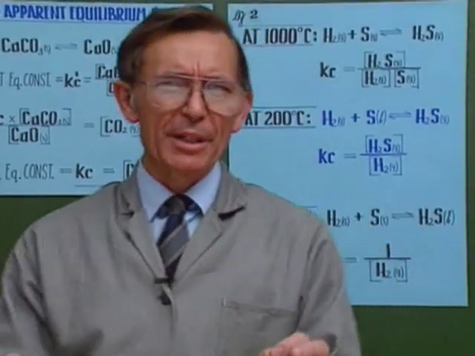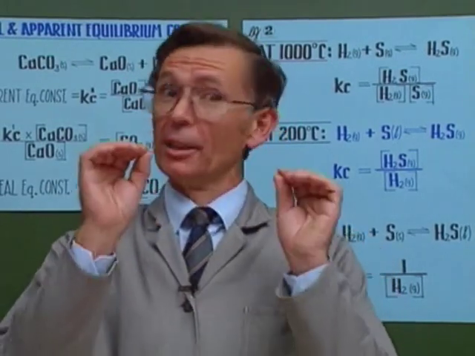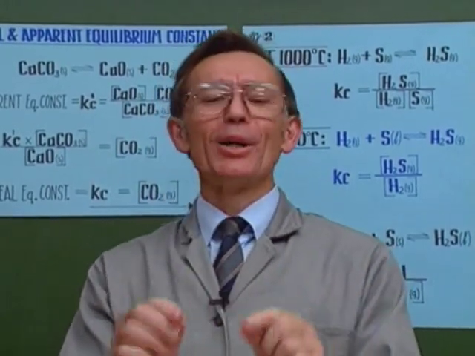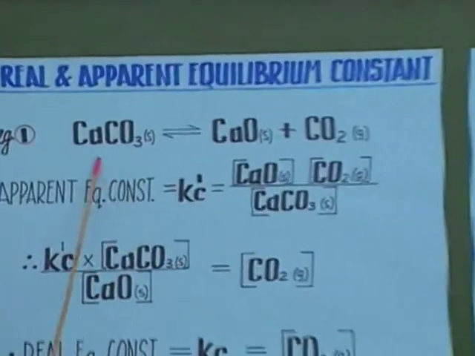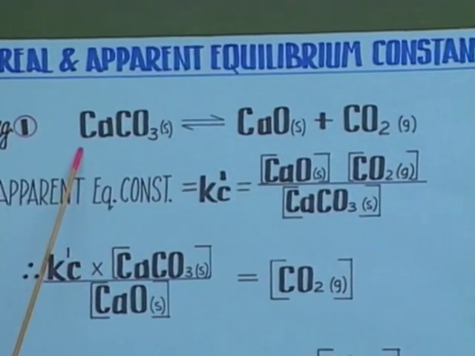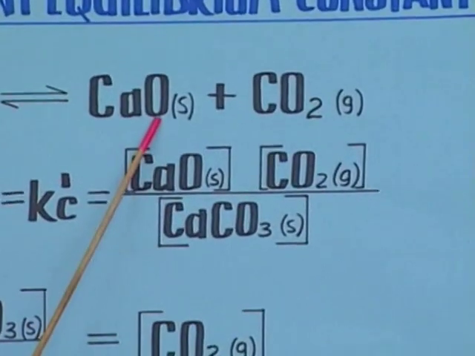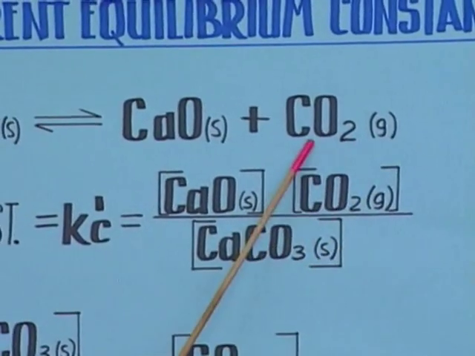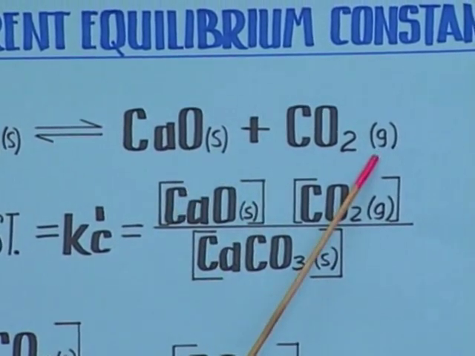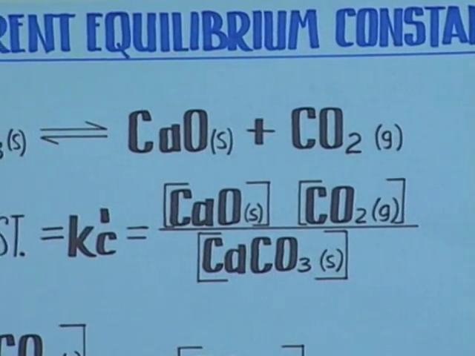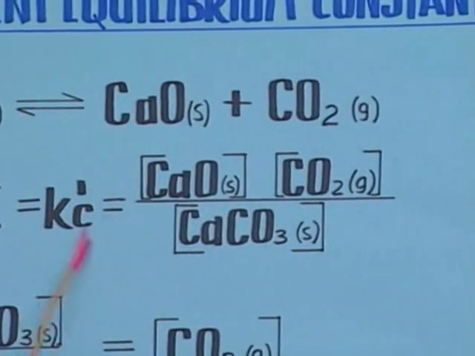In homogeneous equilibria, all the reactants and products are in the same phase. But in heterogeneous equilibria, the reactants and products are not all in the same phase. Consider the equilibrium established when limestone or calcium carbonate is strongly heated in a closed container to produce the solid calcium oxide and the gas carbon dioxide. In this case, we therefore have a solid and a gas involved. When we write the expression for the apparent equilibrium constant, Kc apparent, we get this expression.